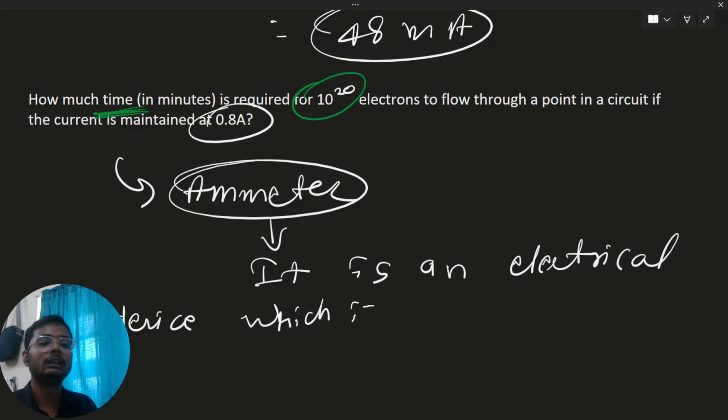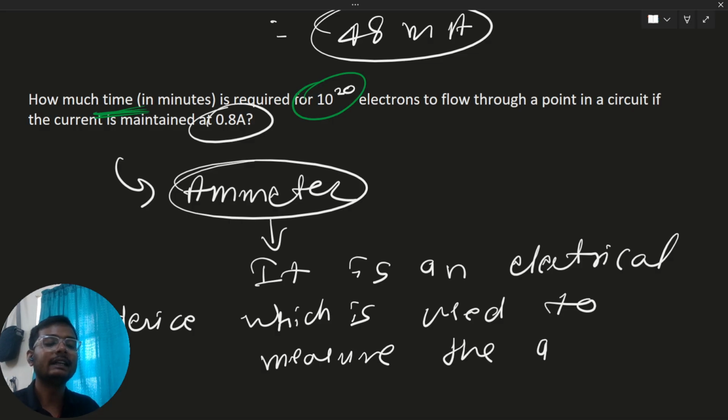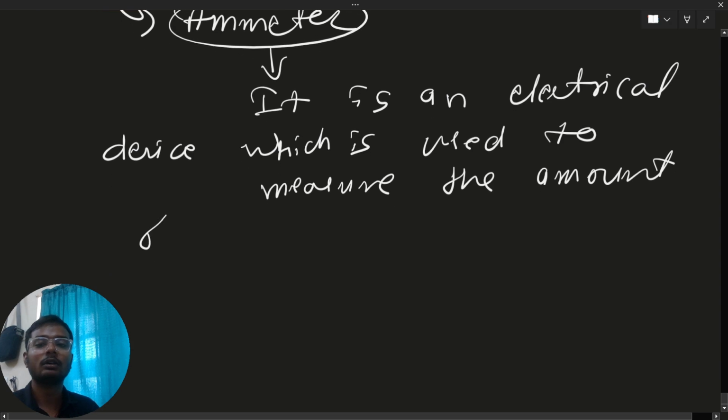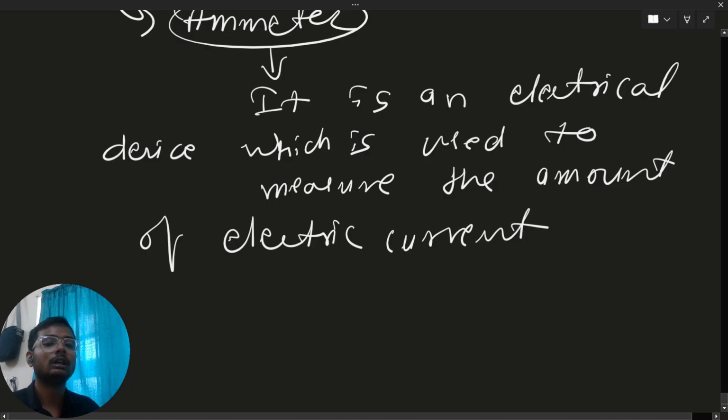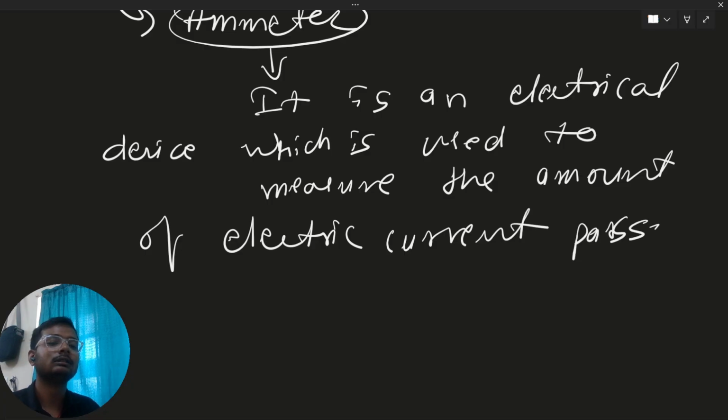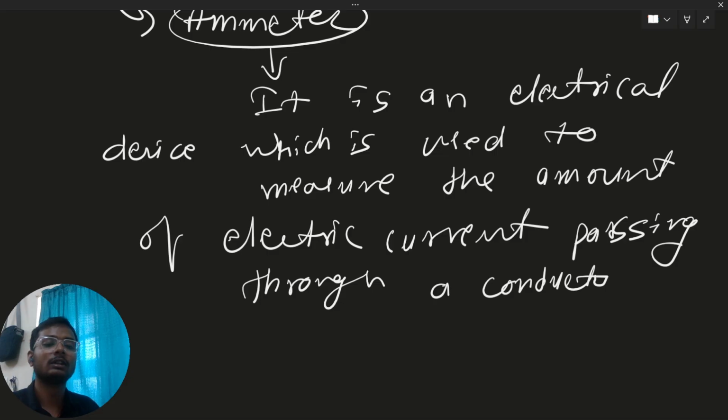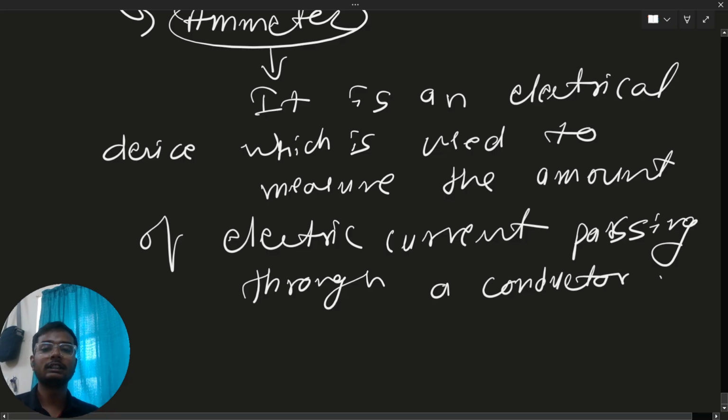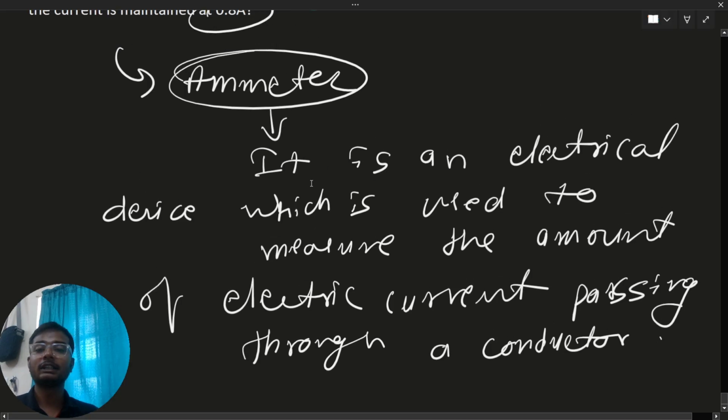which is used to measure the amount of electric current passing through a conductor per unit time and all those things. Okay, don't worry, definitions and all ये सारी चीजें तो मेरे notes में obviously you will get it.